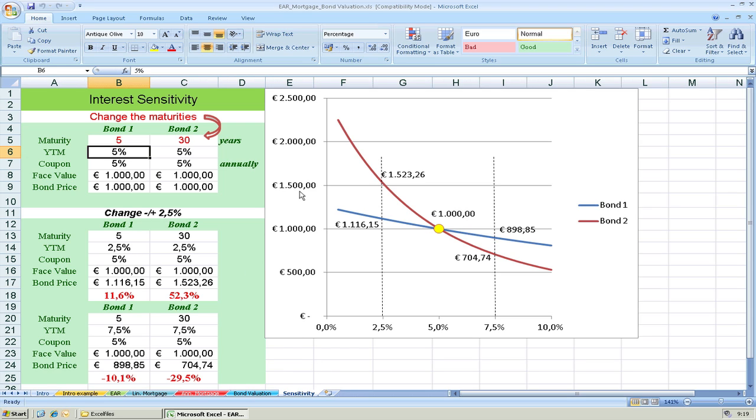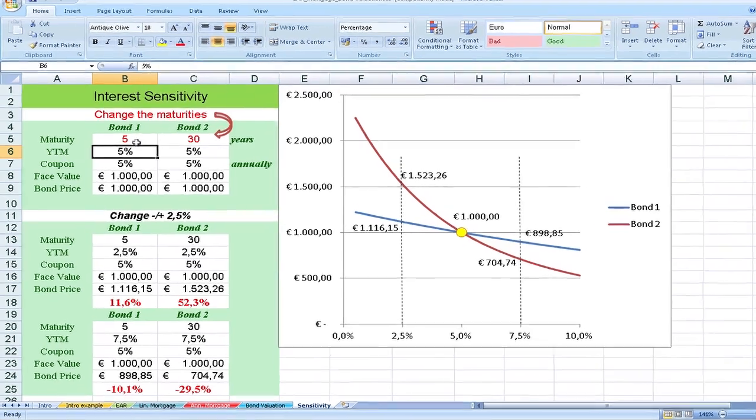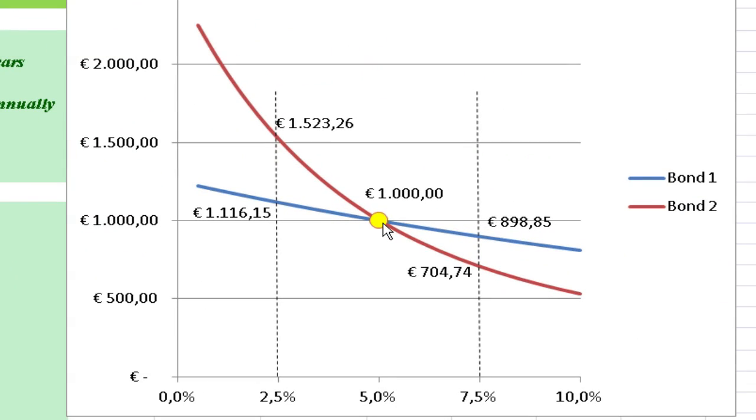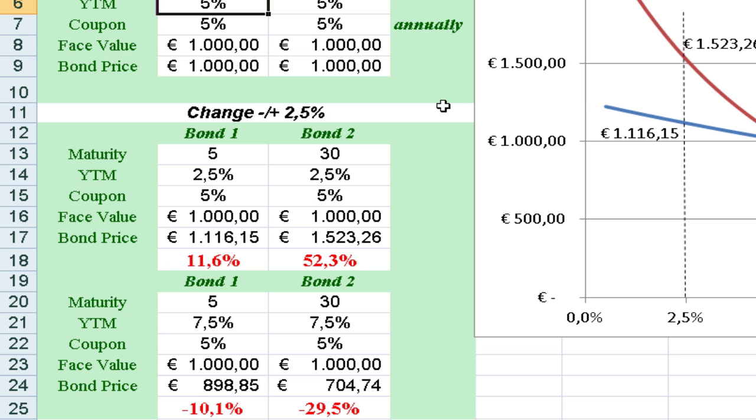So here another Excel file, and what do we see? If we have a bond 1 and bond 2, the maturity of bond 1 is 5 years, the maturity of bond 2 is 30 years. They have the same yield to maturity at, let's say, the time of issue, and the coupon is also 5%, so both bonds are priced at 1,000. So nothing changing. So if we're looking here in this graph, we see this large yellow dot. These are the prices of both bonds if the yield to maturity is the same as the coupon rate.